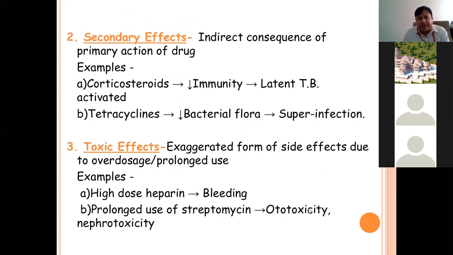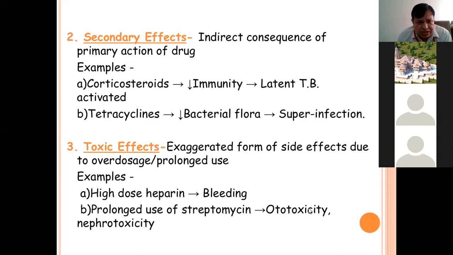Now, secondary effect. Secondary effect is an indirect consequence of the primary action of a drug. Example, corticosteroid. If we are giving continuous corticosteroid, or the patient is taking corticosteroids, immunity decreases, which causes a chance of tuberculosis. And similarly, the second drug is tetracycline. It decreases the bacterial flora and it also causes superinfection.